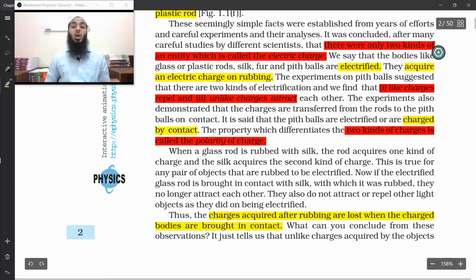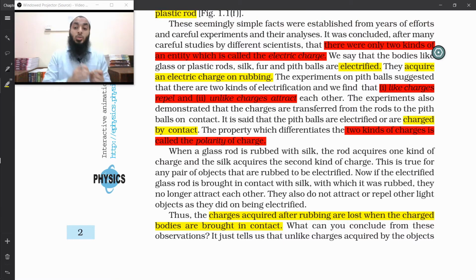the charges are transferred from the rods to the pith balls on contact. We saw that when the plastic rod was touched with the pith balls, they repelled because the charge was transferred. The property which differentiates the 2 kinds of charge is called the polarity of the charge. That means positive and negative. We gave them 2 names. This is actually the polarity of the charge. Positive polarity and the negative polarity.